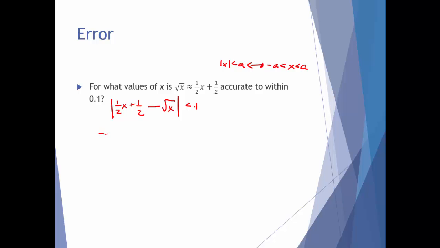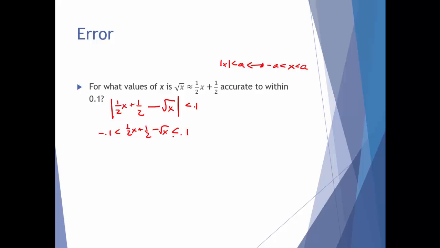So in other words, we have negative 0.1 less than 1/2 x plus 1/2. Sorry about that. So the 1/2 x plus 1/2 minus the square root of x is going to be in between negative 0.1 and positive 0.1. Solving this outright would be extremely challenging because you have an x inside a square root and outside a square root. It's going to get a little complicated.